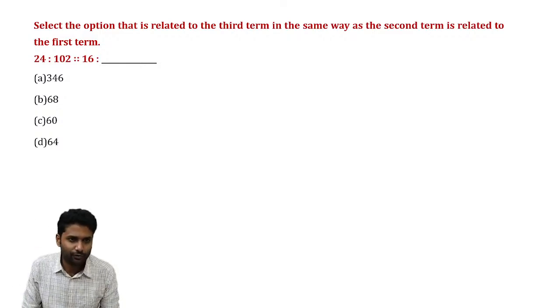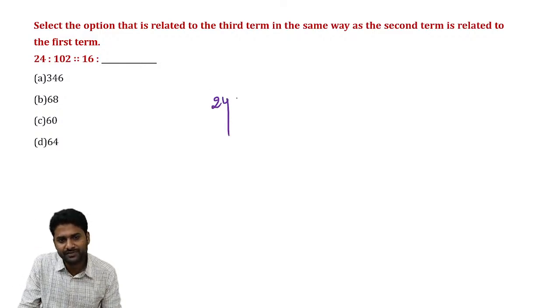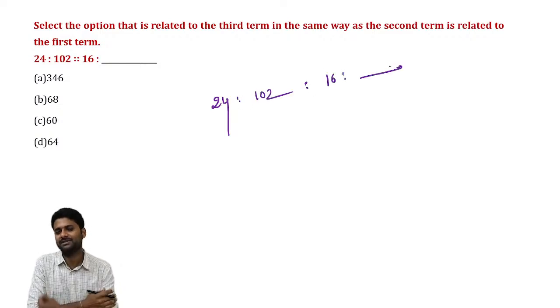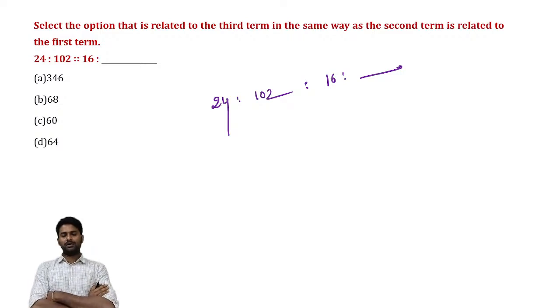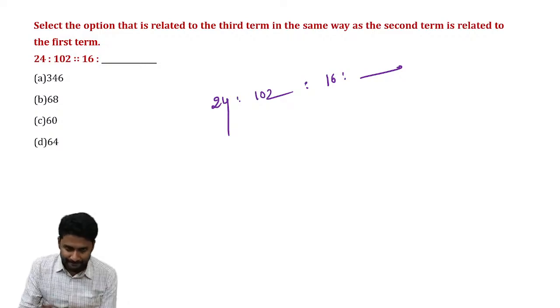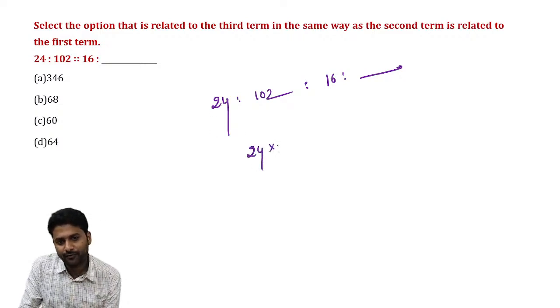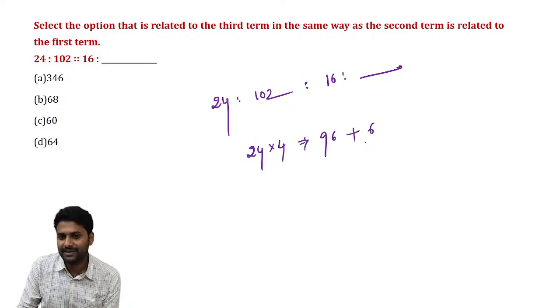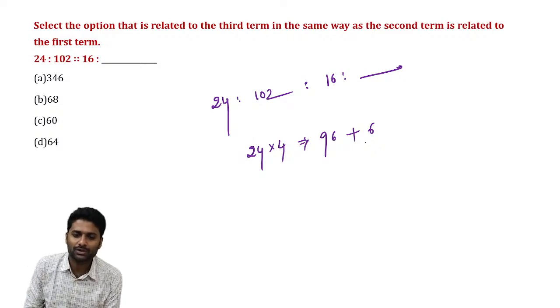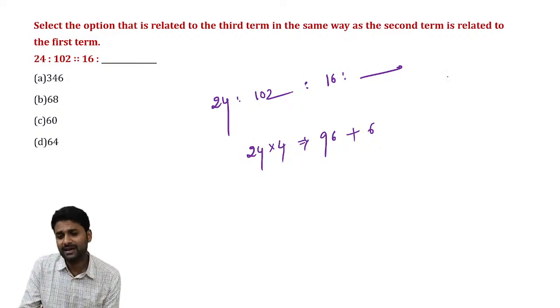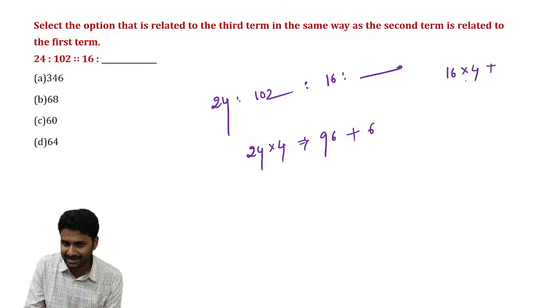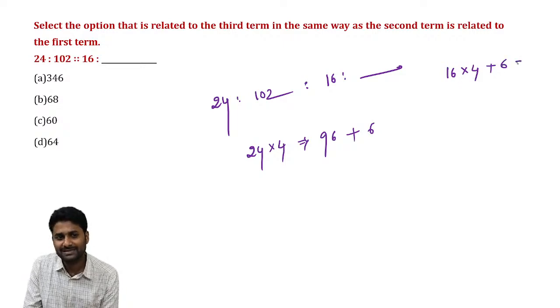Now see, we have 24 and 102. What is the relation between 24 and 102? Apply the same relation for 16 and find the missing value. Now, you already know that 24 into 4 is equal to 96. Let's add 6, for example. 96 plus 6 is equal to 102. In the same way, apply the same concept here. 16 into 4 is exactly equal to 64, plus 6 is equal to 70.